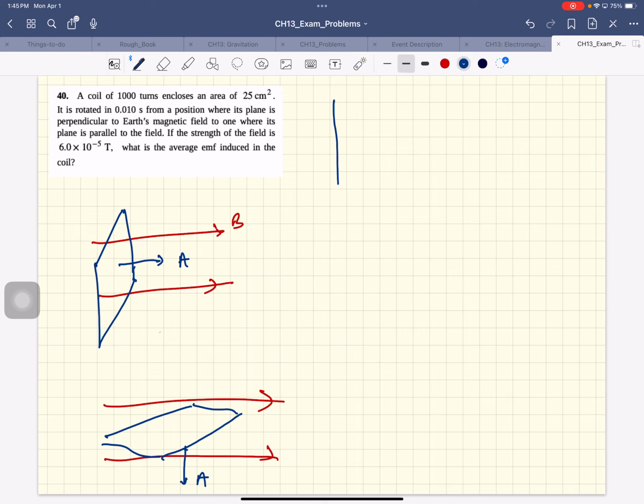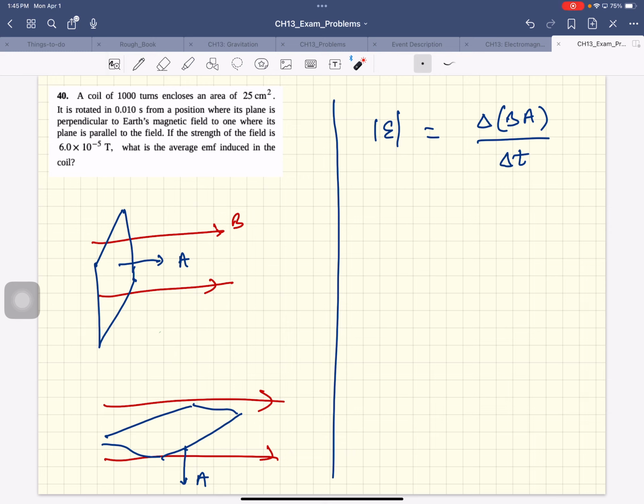Okay, again, EMF is delta B times area over delta T. Again, when you're turning the coil, you're not changing the area. All you're changing is the magnetic field, well, the flux that goes through. So right now the flux is B times area. Now the flux is 0.